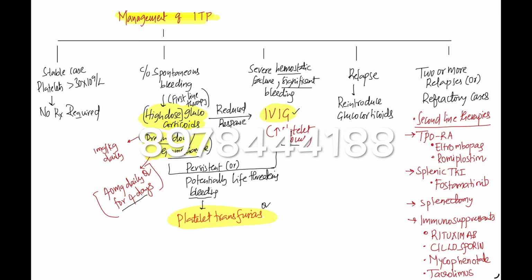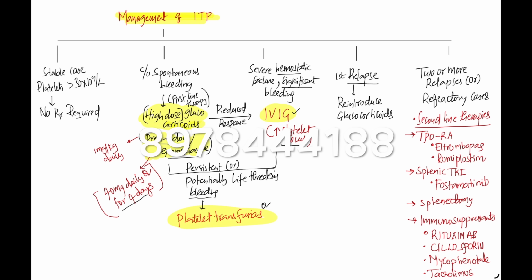Now, in cases of relapse, let's say you're treating ITP, the patient responded well, and you stopped glucocorticoids. After stopping glucocorticoids, the patient started relapsing. So immediately, for the first relapse, we reintroduce glucocorticoids.